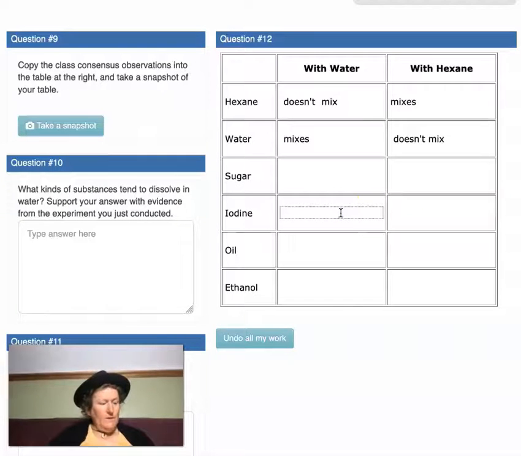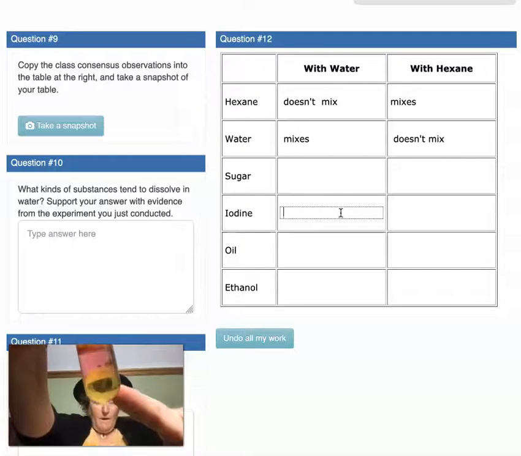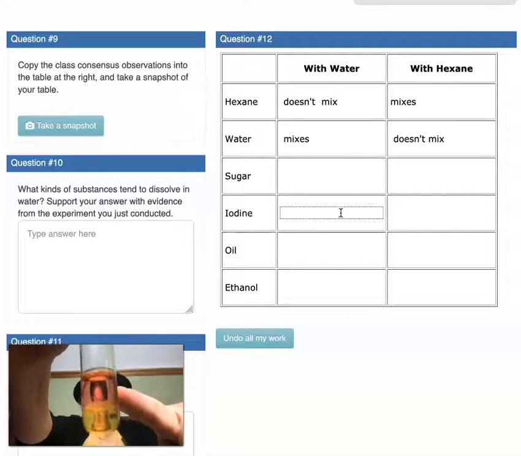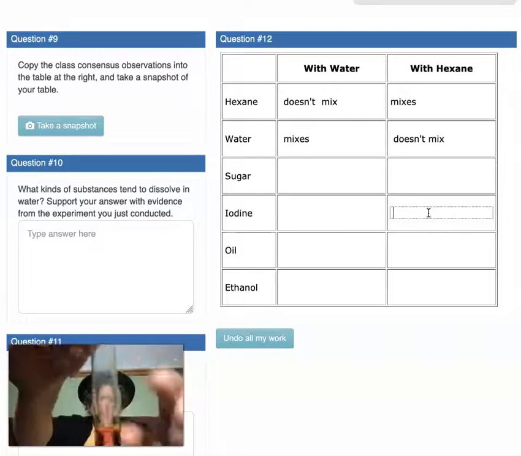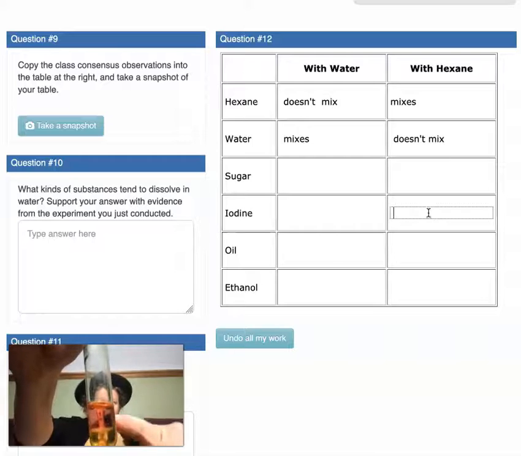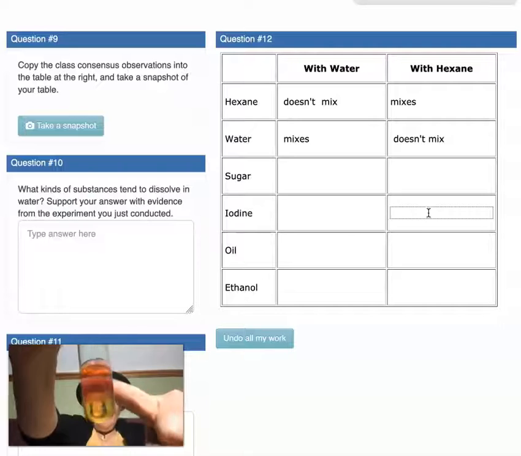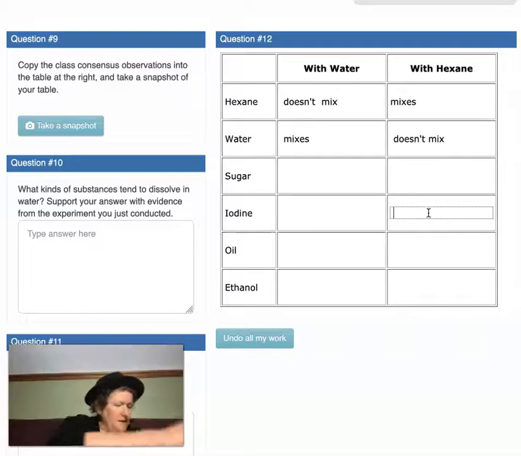Iodine's a tricky one because the only iodine I had was a yellow substance here. It was a solution of iodine in water. Some of the iodine in the solution moved into the hexane. So some of the iodine is coloring the hexane pink here. So you can see the pink hexane, which means some of the iodine from the water solution moved into that hexane.